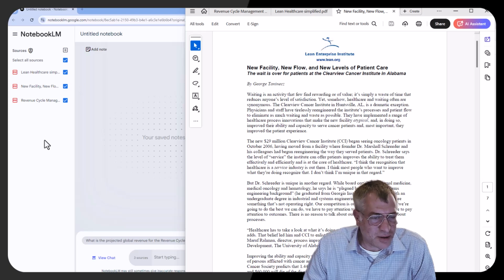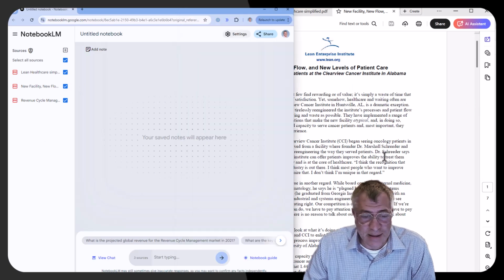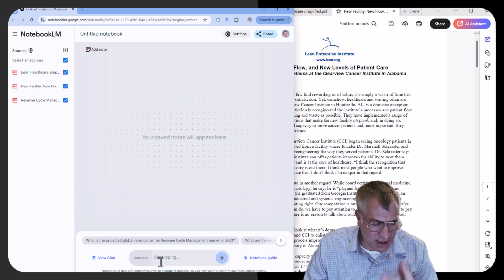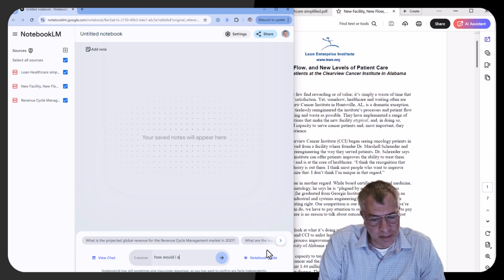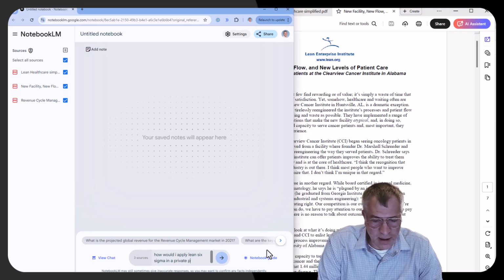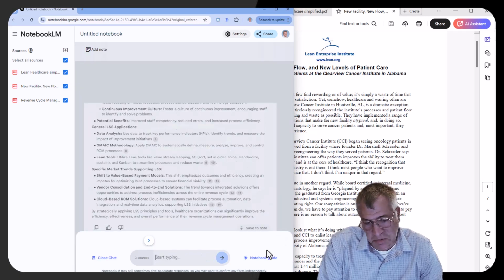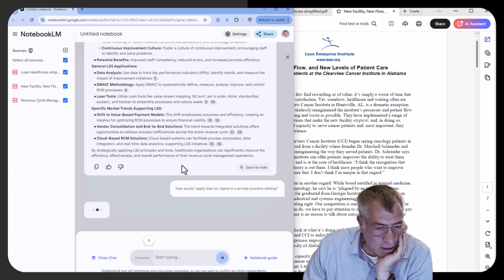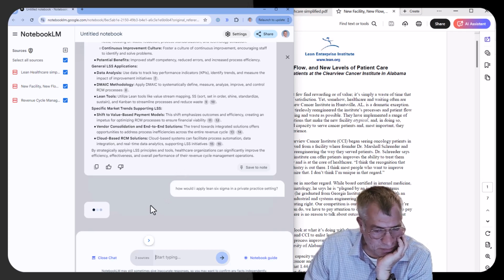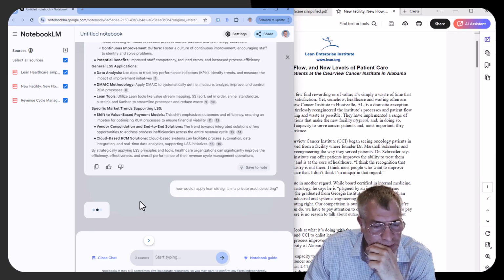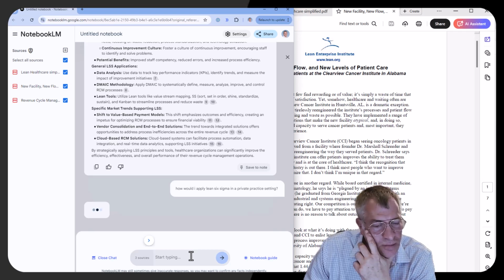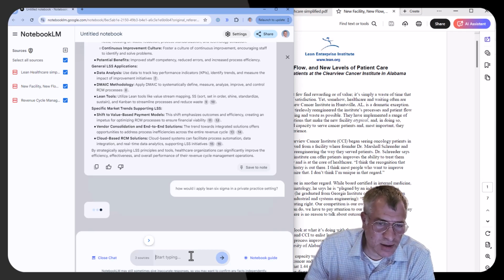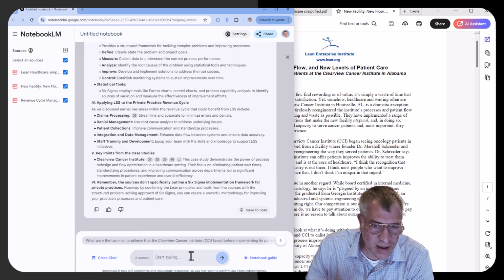Okay, so I uploaded those 3 documents, and let's ask it a couple of questions. It took exactly 5 seconds to ingest it, and let's ask questions such as, how would I apply Lean Six Sigma in a private practice setting? Let's see. Thinking. And what's interesting is that it also has full reference and trackbacks.